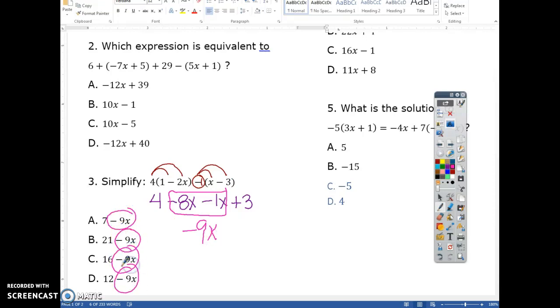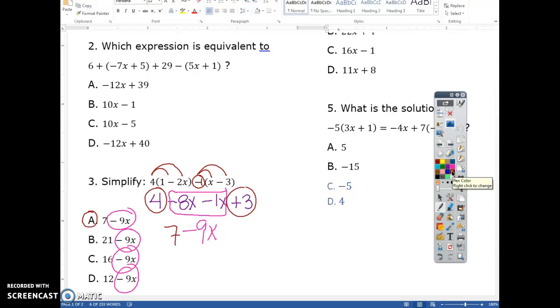Okay, so you continue. 4 plus 3 is what? 7. So the only one that has a 7 is letter A. But if you mess up on the distributing, you might end up with something else, and then that messes up your equation. Problem number 2.